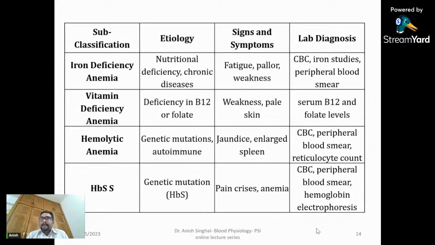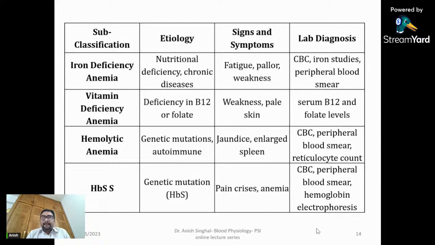If you find in the MCH that the hemoglobin concentration in the RBCs is low, then you go further for the iron studies, the serum ferritin and those studies, to understand whether it is truly iron deficiency anemia or any other kind of anemia. If in the complete blood count you find that MCV is more, the volumes of the RBCs are more, then your most likely diagnosis will go to the second point, which is the deficiency anemia, where your differential diagnosis can be either deficiency of vitamin B12 or folate. The signs and symptoms remain the same, and for confirmation you need to do the B12 levels and serum folate levels.